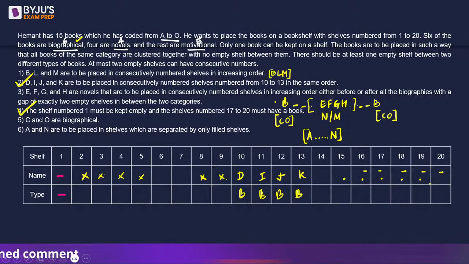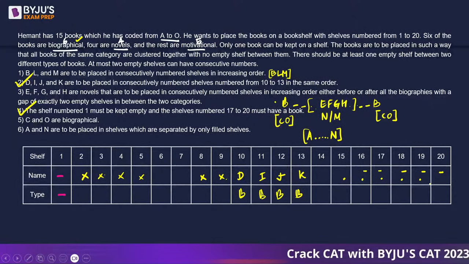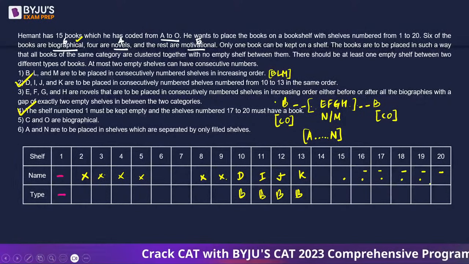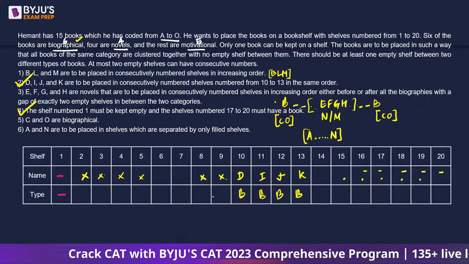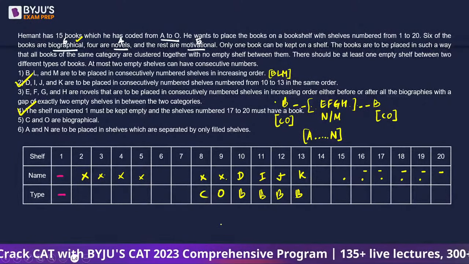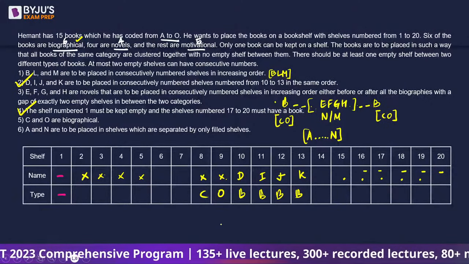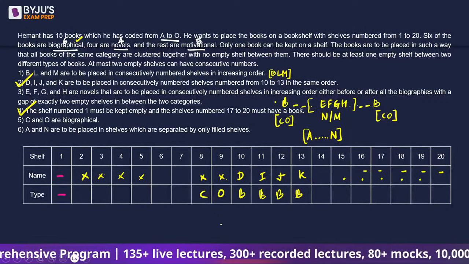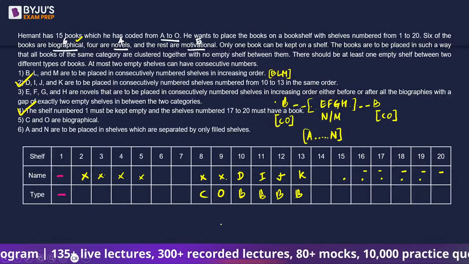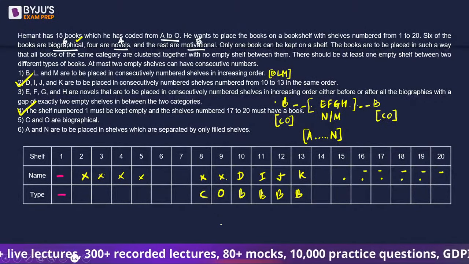Now, E, F, G, H are to be placed in consecutively numbered shelves in increasing order before or after the biographies, with a gap of exactly 2 shelves in between the 2 categories. So we know that C and O are biographies, so we are going to place C and O, let's say over here. And we have B, L, and M and A, N.